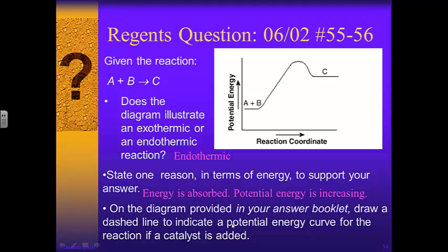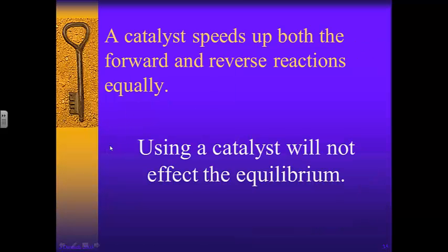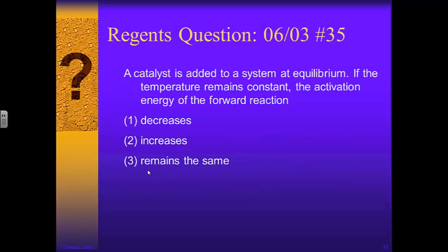If we were to add a catalyst to the diagram, it would look something like this. A catalyst speeds up both the forward and reverse reactions equally. Using a catalyst will not affect the equilibrium. A catalyst is added to a system at equilibrium. If the temperature remains constant, the activation energy of the forward reaction will decrease, because a catalyst does affect activation energy.